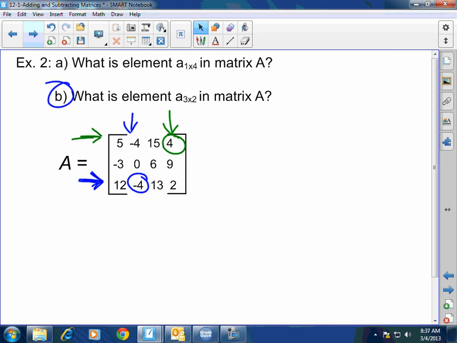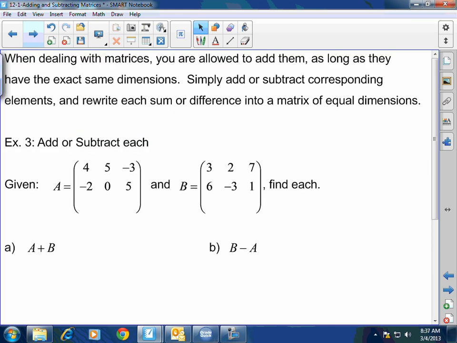Okay, awesome. Now, when dealing with matrices, you are allowed to add them as long as they have the exact same dimensions. Simply add or subtract corresponding elements and rewrite each sum or difference into a matrix of equal dimensions. You have to make sure that they're equal dimensions. A 4 by 5 cannot be added to a 5 by 4. It cannot. You don't have the same elements. A 3 by 2 cannot be added to a 2 by 3. They don't have the same elements. They have to have the same exact dimensions.